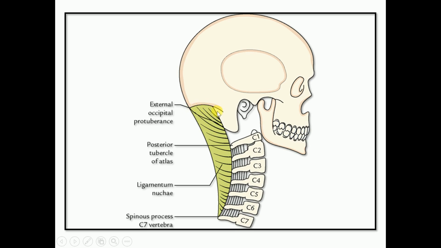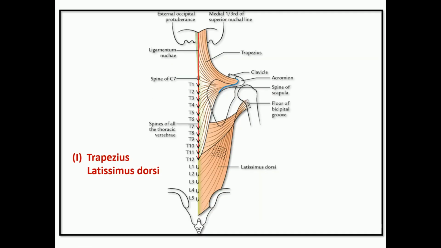Then the anterior border is attached to the posterior tubercle of atlas and spines of C2 to C7. And the posterior border extends from the external occipital protuberance up to the tip of the spine of cervical vertebra 7. Then there is the location of the deep muscles of the back.